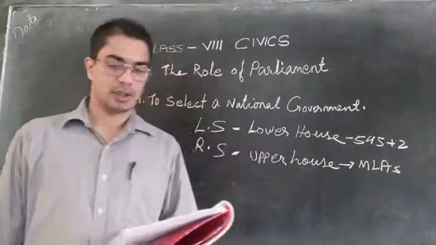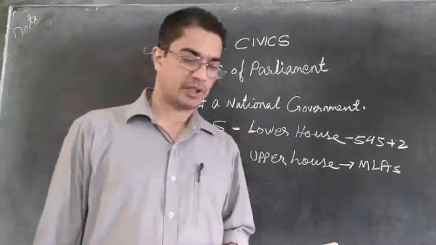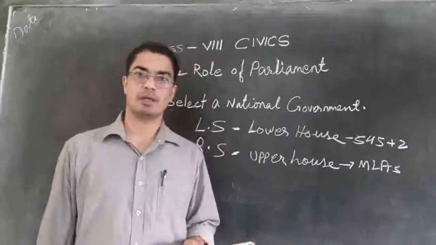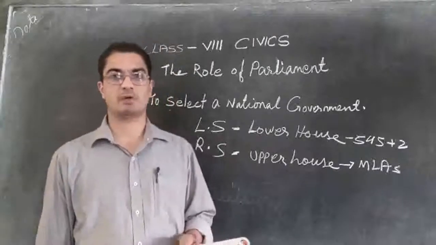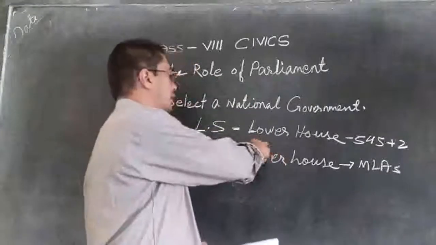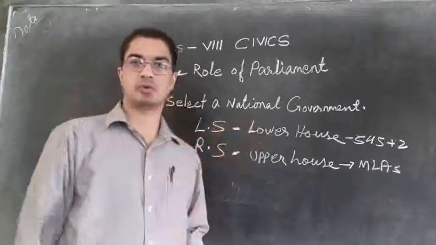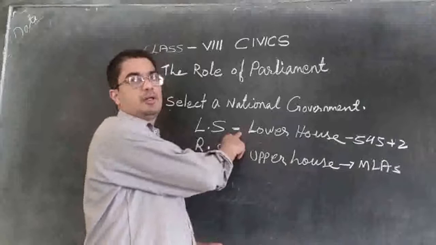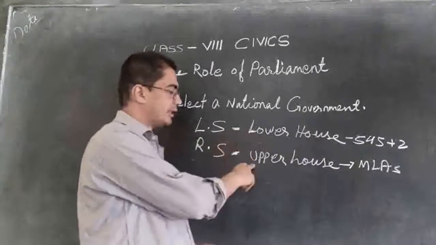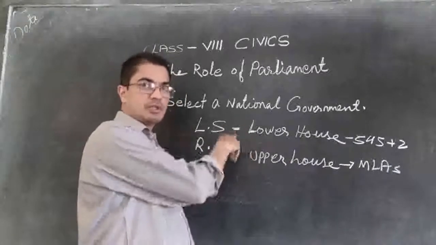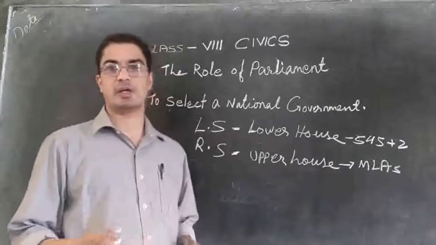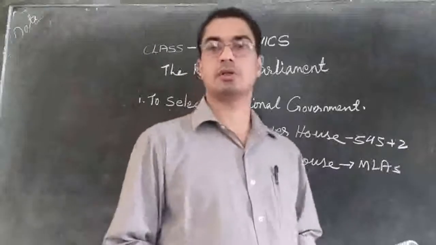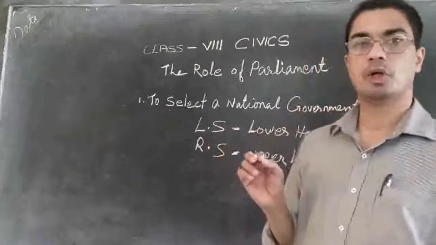Then the Rajya Sabha can also initiate legislation. So the Rajya Sabha also can make a law. They can make a law, but afterwards they have to send it to the Lok Sabha to approve. So if they want to make a law here, they can make it. In the Lok Sabha also they can make it. Afterwards they have to get approval from the Rajya Sabha. So both these houses have to agree. Then only a bill can become a law. To create a new law, both houses have to pass that law.